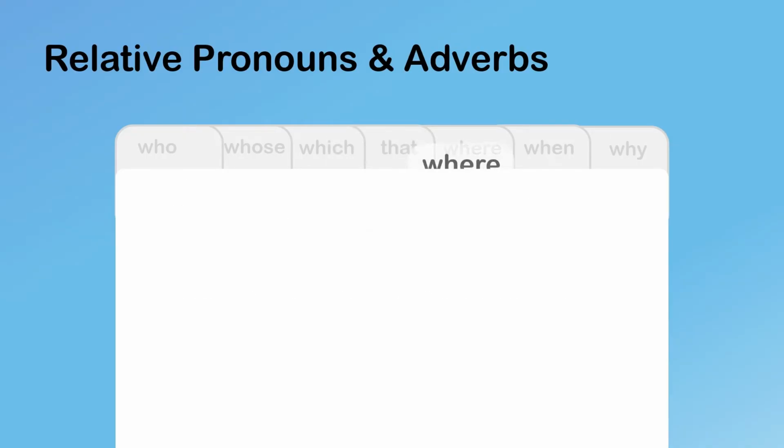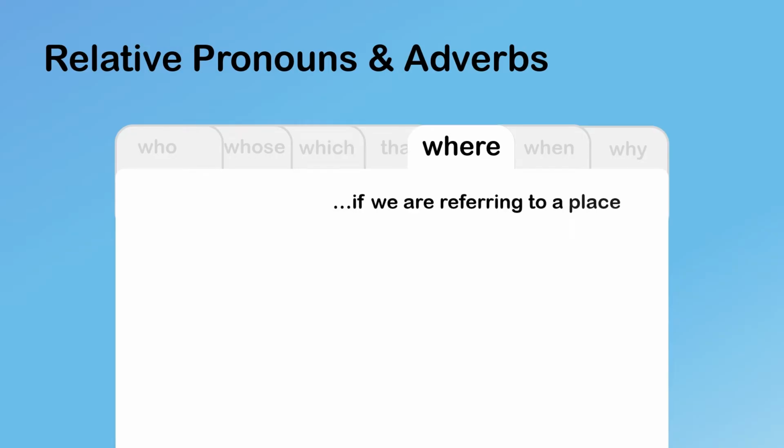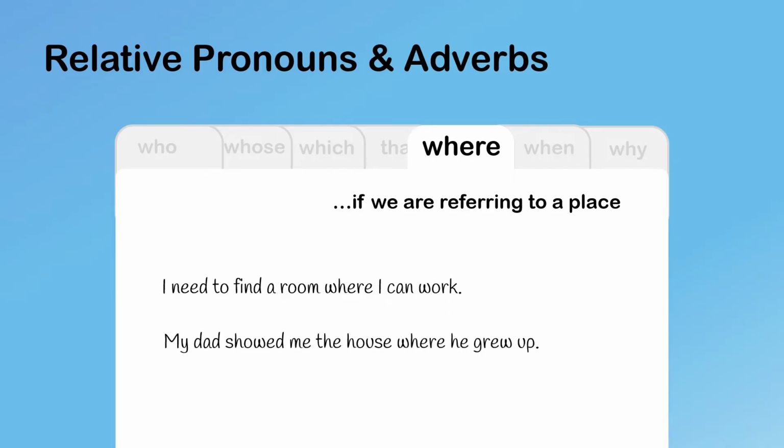Now we'll move on to where. Where is used if we are referring to a place. Let's look at a couple of examples. I need to find a room where I can work. My dad showed me the house where he grew up. In each of these sentences, where introduces a relative clause that provides information about a place. A room in the first sentence, a house in the second sentence.